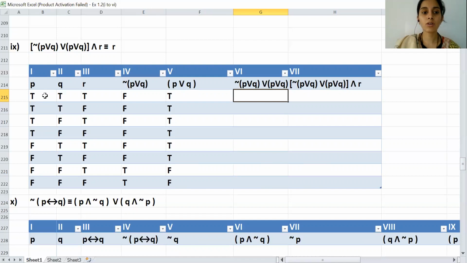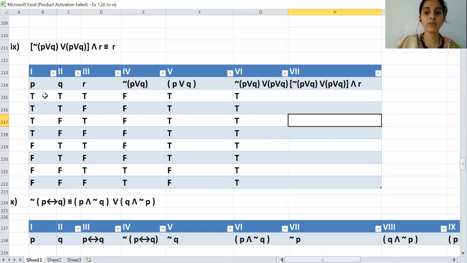Now from the 6th column, what is it? We have to or the 2 brackets. Which are those 2 brackets? Bracket negation P or Q, or P or Q. That is 4 or 5. So now you understand why I put negation as the 4th column, so that the reading becomes easier. So 4 or 5: F or T true, F or T true, F or T true, F or T true, true and true. Any one has to be true. So all of these are true over here.